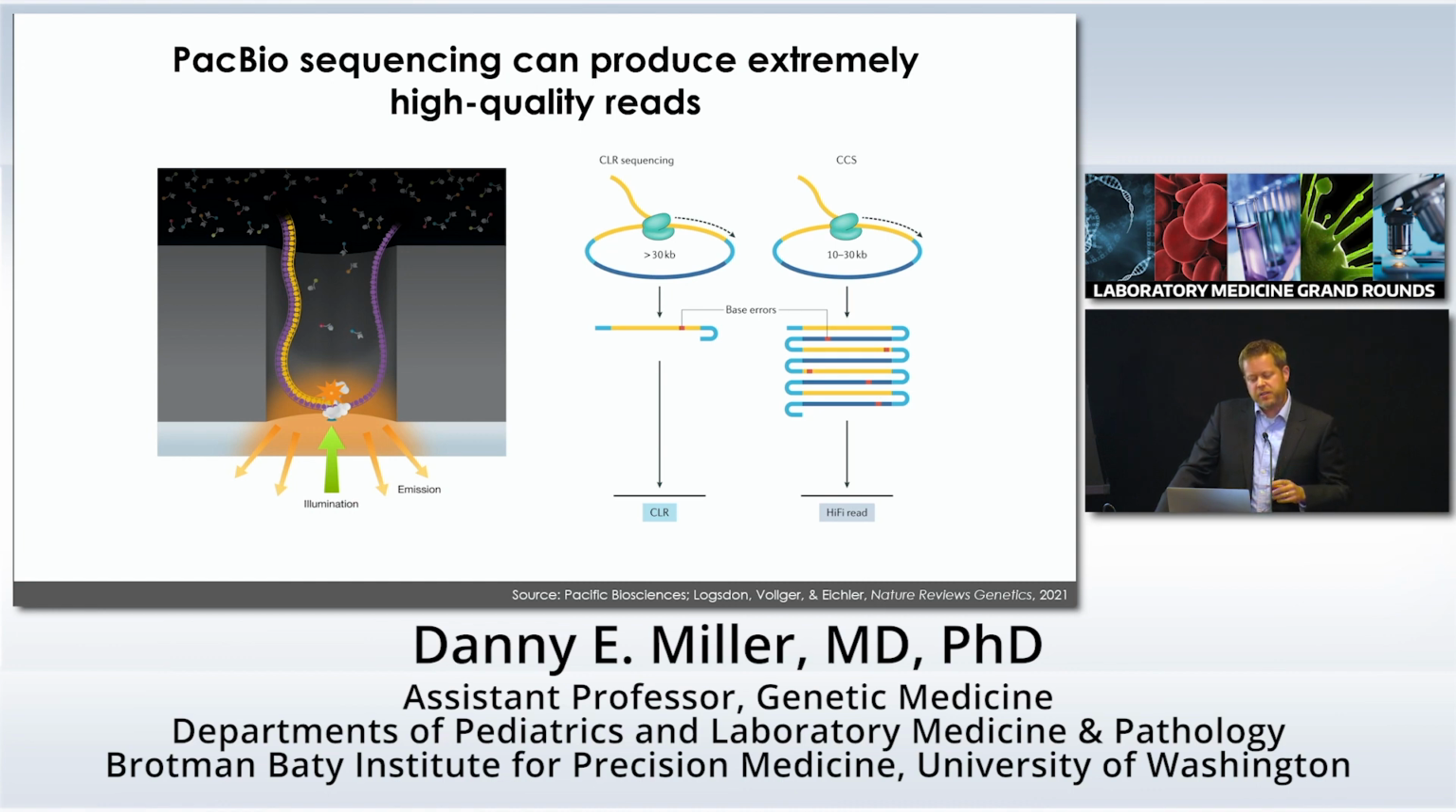You can also detect methylation with PacBio. So a methylated CpG, when it goes through that polymerase, will take a little bit longer than an unmethylated CpG. So you can actually detect that change in kinetics to figure out where the methylated molecules are.